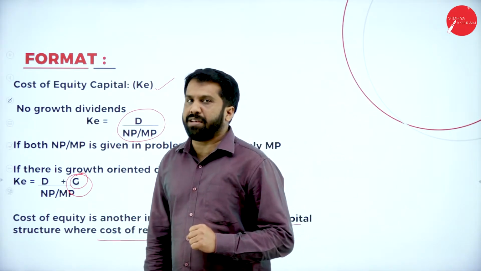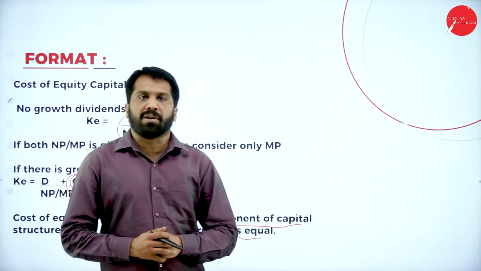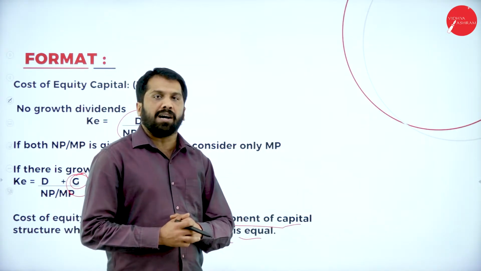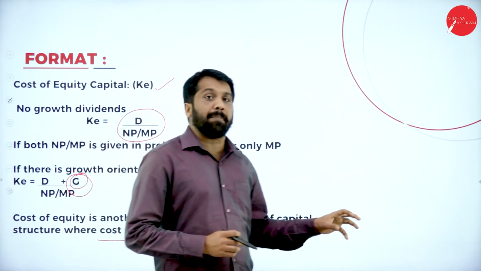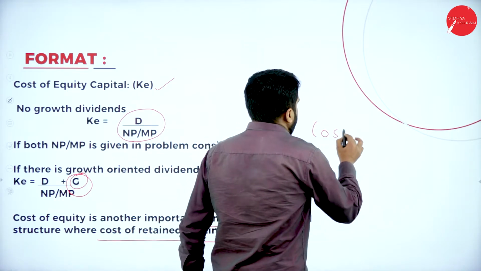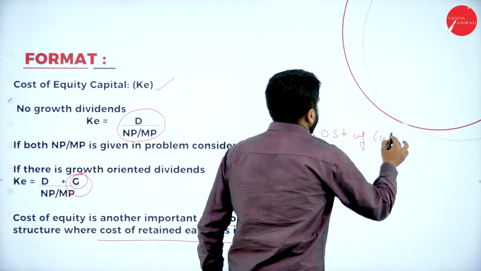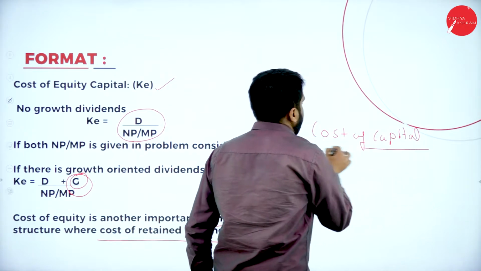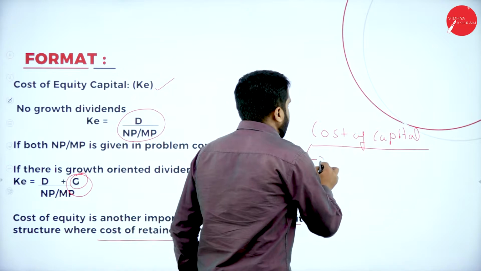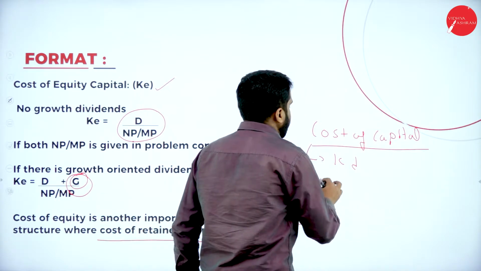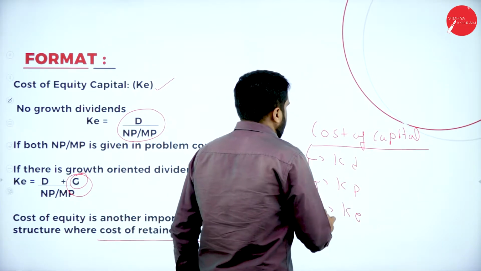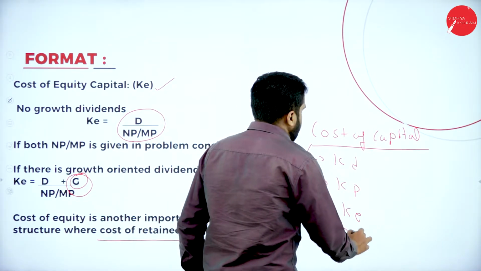What does it mean? Now, in the first session I already explained what cost of capital is. Cost of capital means something very simple. In the first session, I explained everything. Again, I am repeating this. Under cost of capital, you get KD, you get KP, you get KE, and your retained earning.